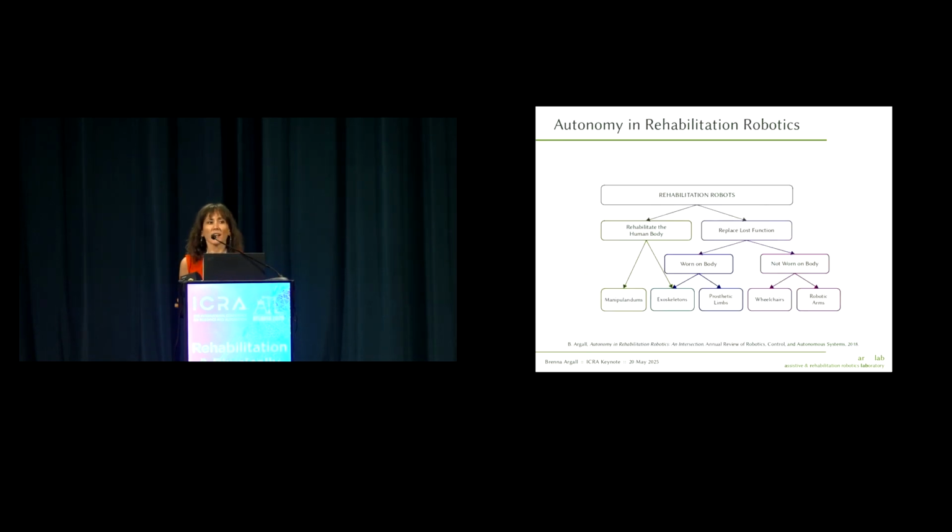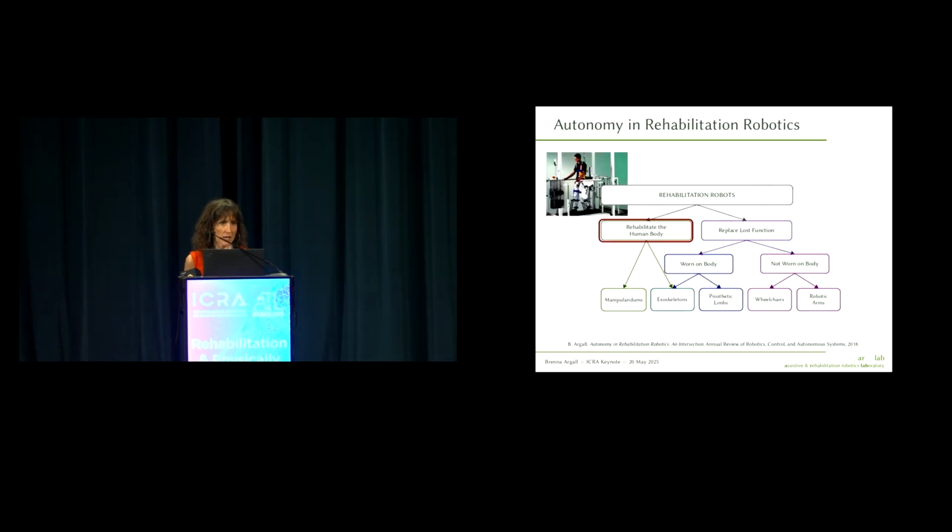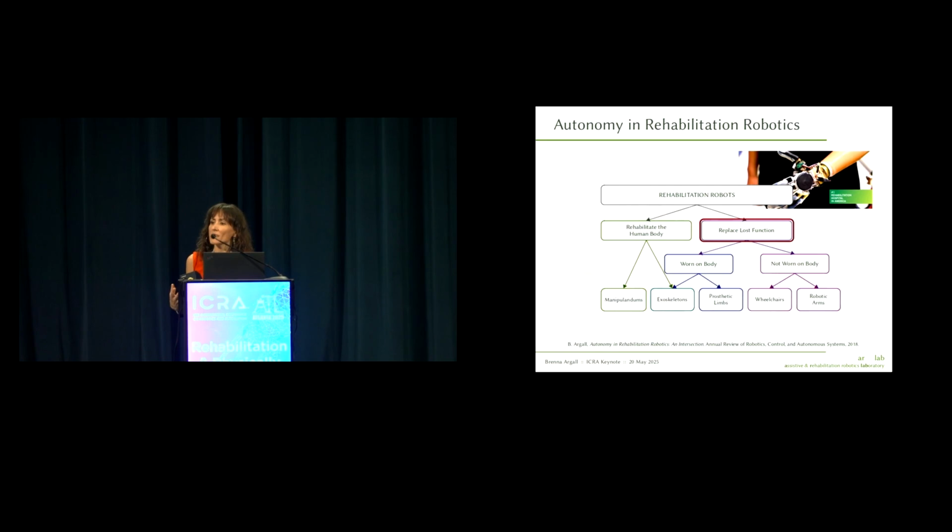So if we take a step back and look at the field of rehabilitation robotics more broadly, I tend to think of rehabilitation robots in two big bins. One is robots that rehabilitate the human body. So this Locomat is actually guiding the human limb through rehabilitation exercises. The second are robots that replace lost function, for example, a prosthesis.